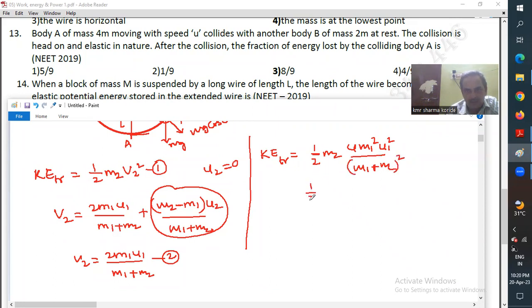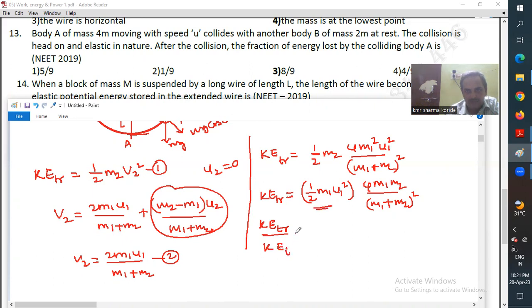This can also be written as half m1 u1 square, which is the initial kinetic energy of the first body before collision. Then you will be left with 4 m1 m2 divided by m1 plus m2 whole square. Now this is the kinetic energy transferred. So the question is the fraction of kinetic energy transferred. The kinetic energy lost by the first body means the kinetic energy transferred to the second body. So this is the initial kinetic energy of the first body.